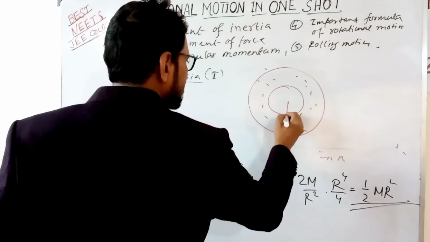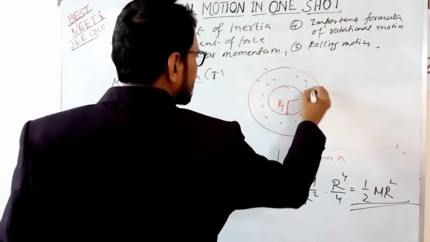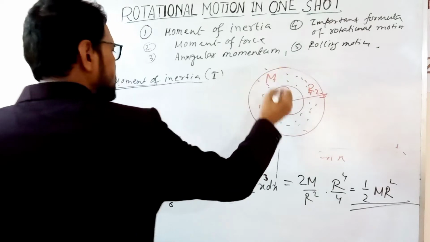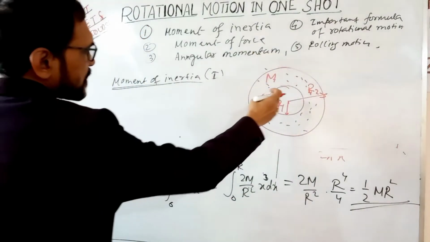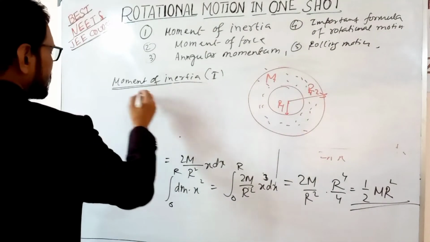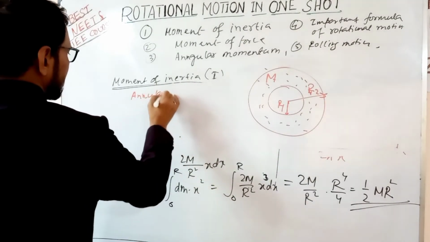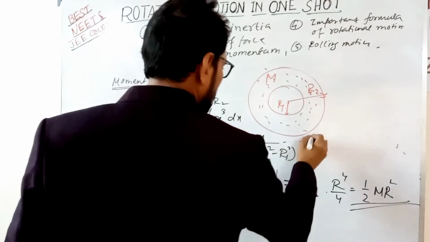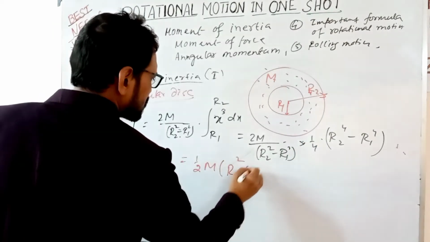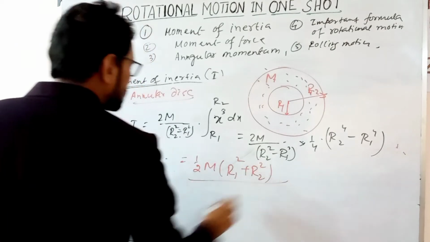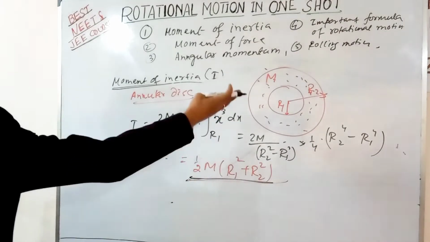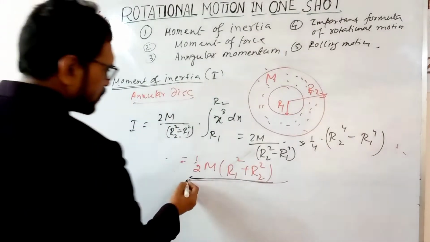Moment of inertia of the disk, where the radius is r1 and this is r2. So the mass is m. What is the moment of inertia of the system? If the whole disk rotates about the vertical axis, then what is the moment of inertia of the annular disk? This is an annular disk. X to the power 4 by 4, so r to the power 4, r1 square plus r2 square. So for the annular disk, this is the answer.